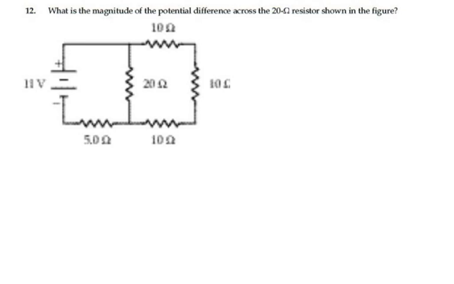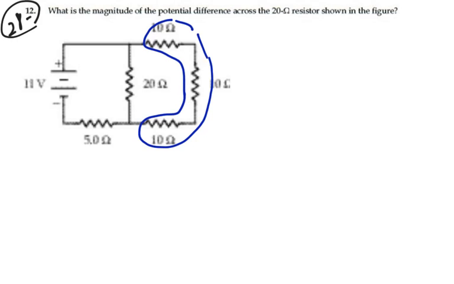Here's problem 2812. What is the magnitude of the potential difference across the 20 ohm resistor shown in the figure? Let's simplify this circuit a little bit. We have a 10 in series with a 10 in series with a 10 on the outside here. That is going to add up to 30 ohms. So this circuit now looks like this.